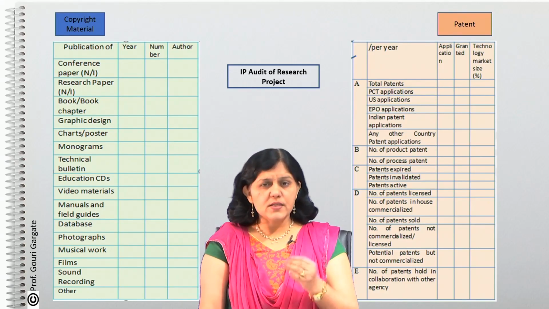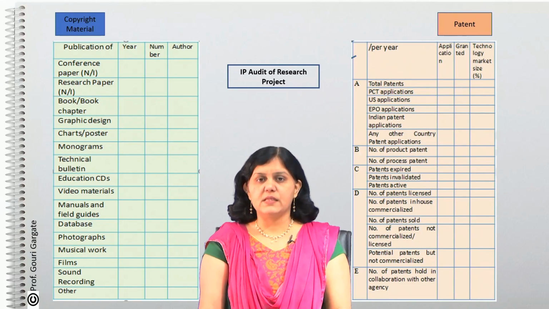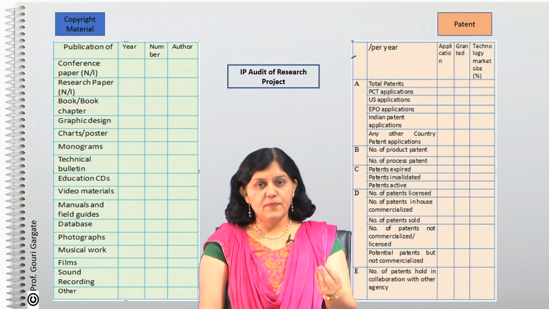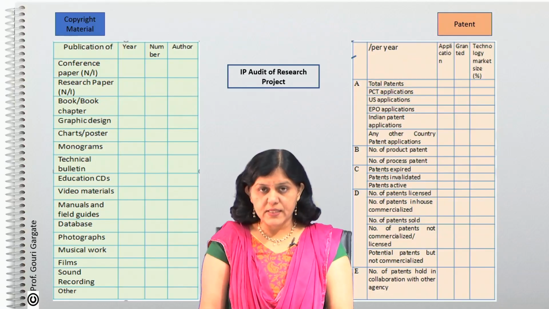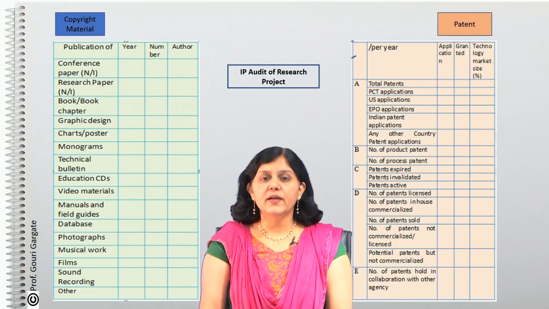Now, a few queries might be raised in your mind. What is patent expiry? Patent expiry is that after 20 years, the patent goes into the public domain, that we call the patent is expired. What is invalidation of a patent?